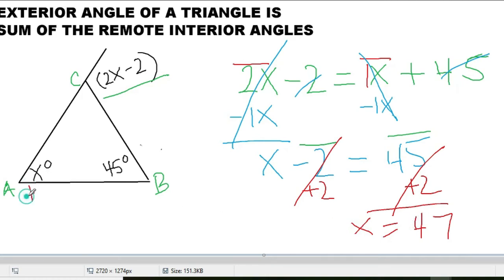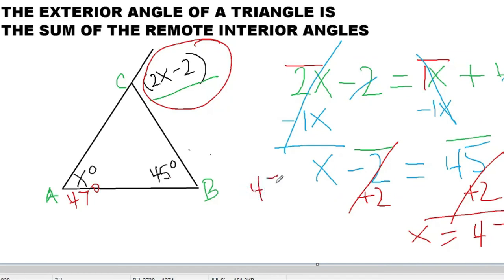This is 47, this is 45, and our rule said that the exterior angle, which is this angle right here, is the sum of these two. So that means all I've got to do is add these two together, and I have that answer, correct? Yes, so we go ahead and add 47 and 45. We have 92. So this is 92 degrees, and that will be our answer.